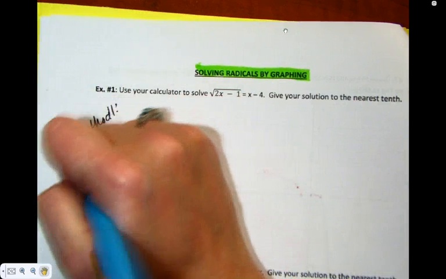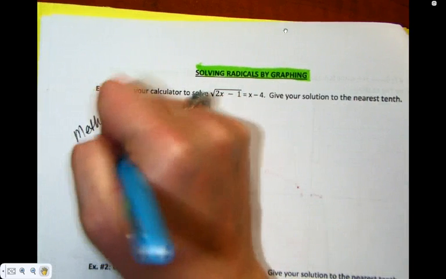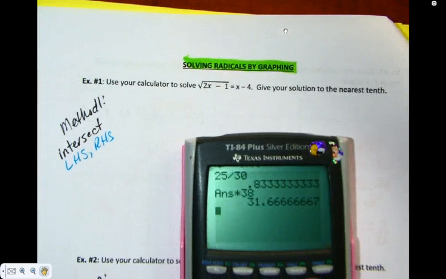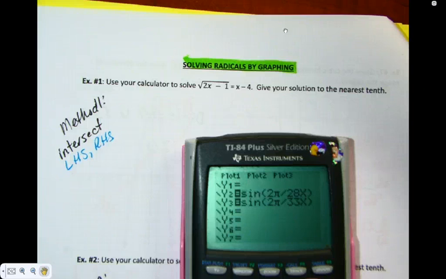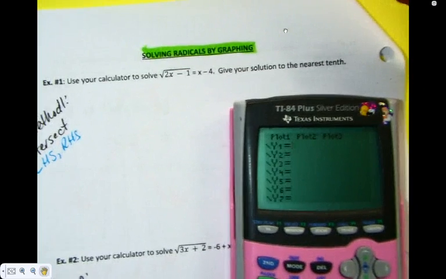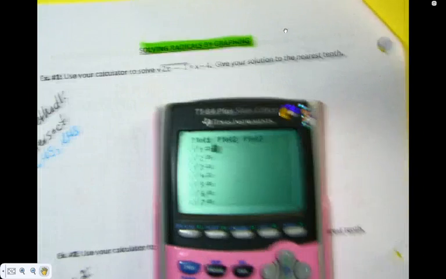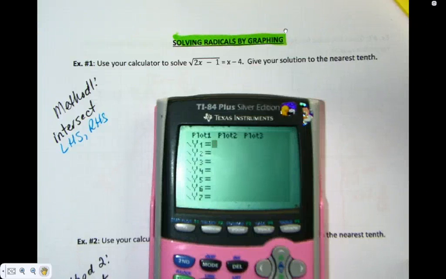Method 1, intersect, is where we do left-hand side and right-hand side. You can't really see that. Can you see it if I put it here? Okay. So left-hand side is going to go into y1 equals radical 2x minus 1. Jumping down, x minus 4 goes into y2.